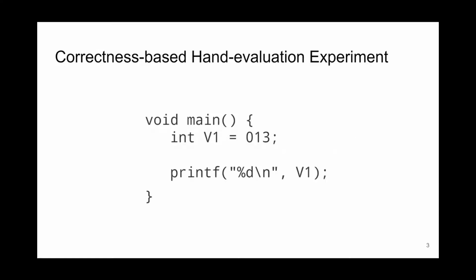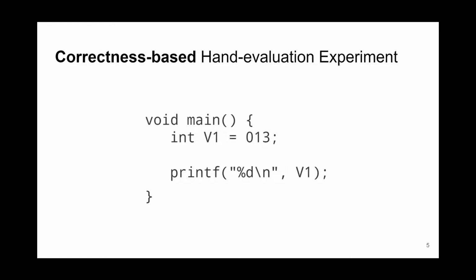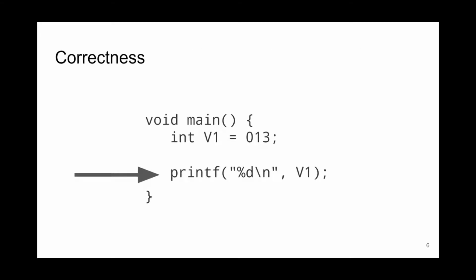program comprehension. In order to understand what this means, we have to understand what correctness-based hand evaluation experiments are, and they are, of course, a type of hand evaluation experiment. Hand evaluation experiments are when you show a subject a program and you ask them to step through and evaluate the program as if they were a computer. A correctness-based hand evaluation experiment is one in which you measure the subject's understanding of that program based on whether or not the output that they claim from that program is the same as what a computer would say.